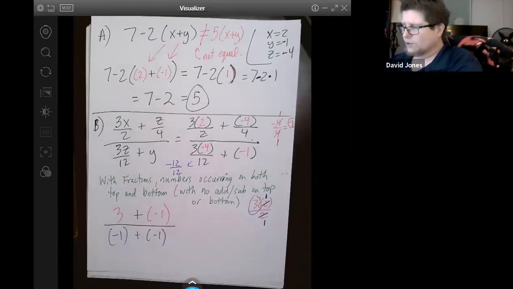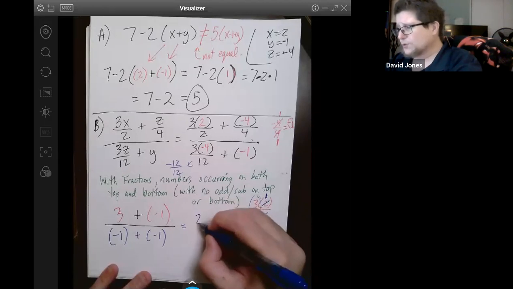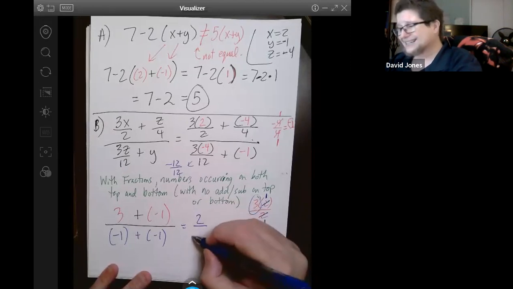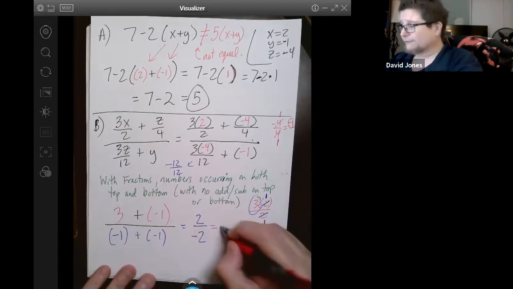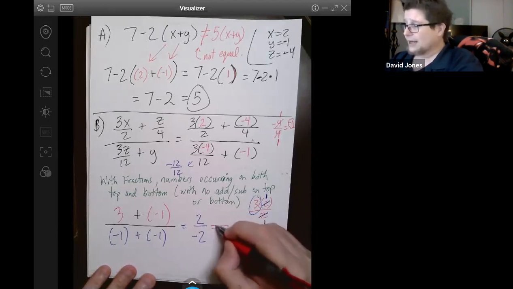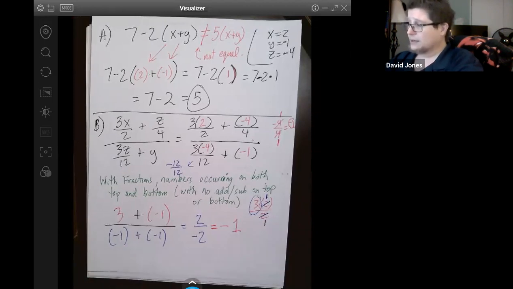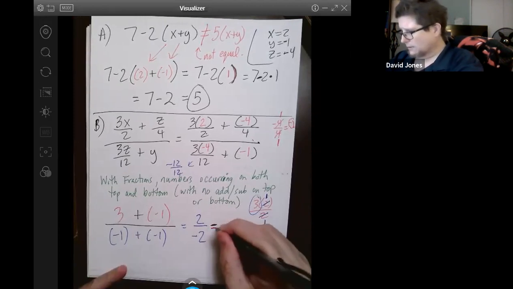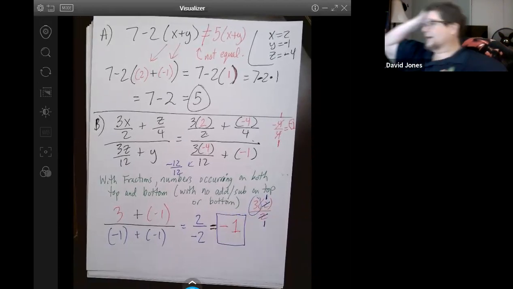That addresses all the multiplication and division. And then you can add top and bottom separately. 3 plus -1 is 2. -1 plus -1 is -2. And this simplifies into a nice little, we can put the negative out front. And 2 divided by 2 is 1. And that's our answer. We evaluated, and that's what we got.